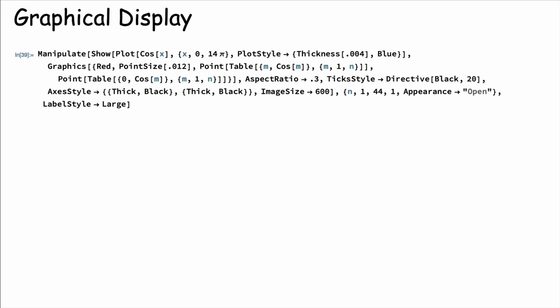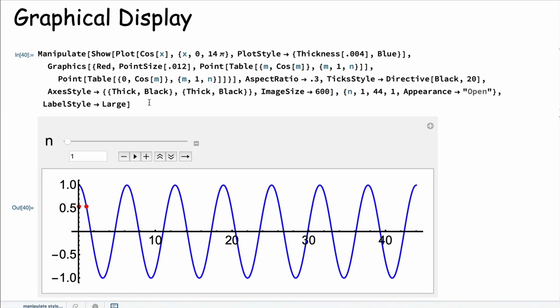Let's now look at a graphical display to help us understand what we just observed visually. When I run this code, I see a graph of the cosine function. I also see two red dots to start off with when n equals 1. This is the value of cosine of 1. It's slightly above 0.5. It's on the graph of the cosine function. I'm also labeling it on the y-axis.